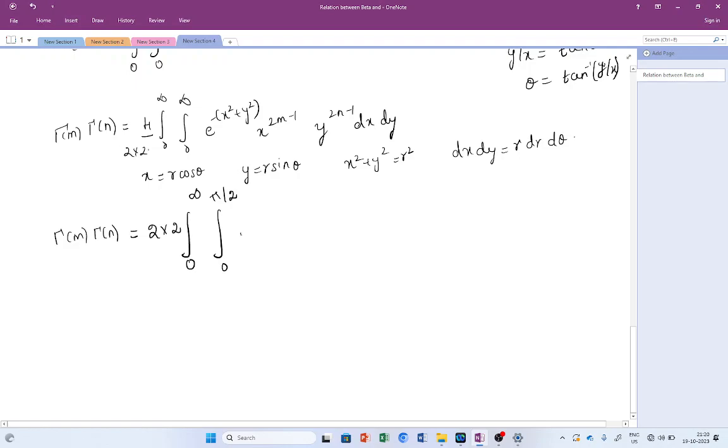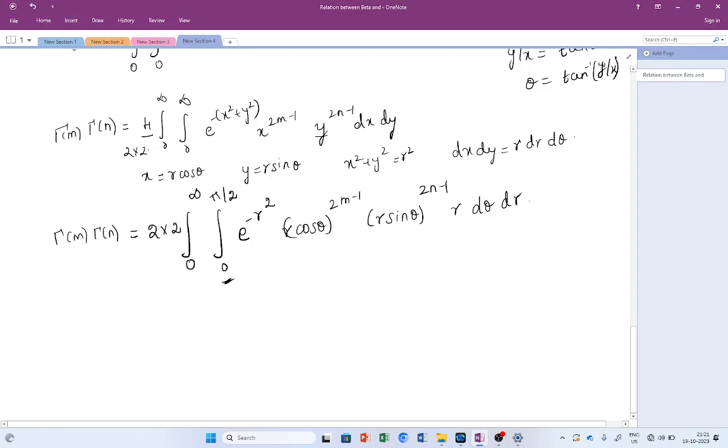Now e power minus r square, instead of x square plus y square I substitute r square. Instead of x, I substitute r cos theta to the power 2m minus 1, and instead of y I substitute r sin theta to the power of 2n minus 1, and instead of dx dy I'll substitute r into, first the inner limit is given for theta, so it should be written as d theta into dr.